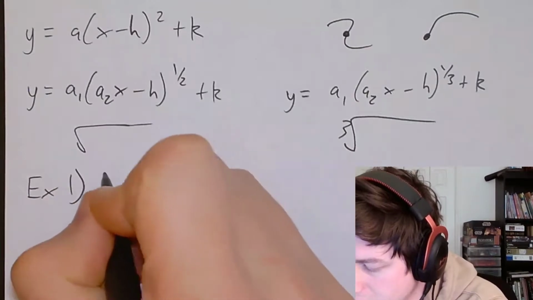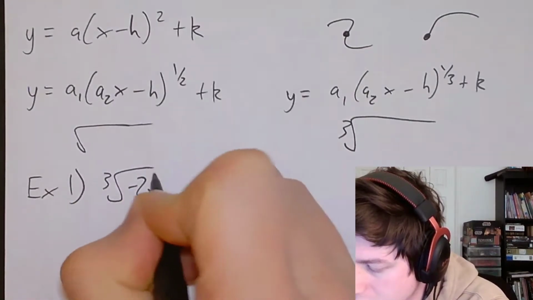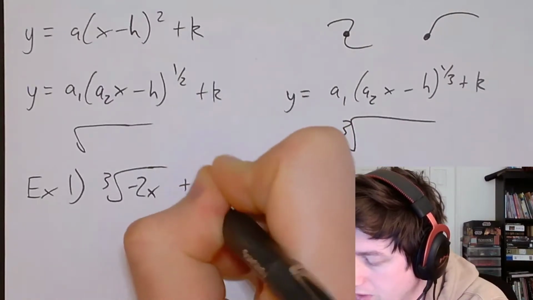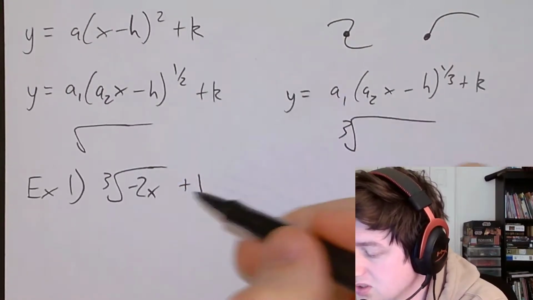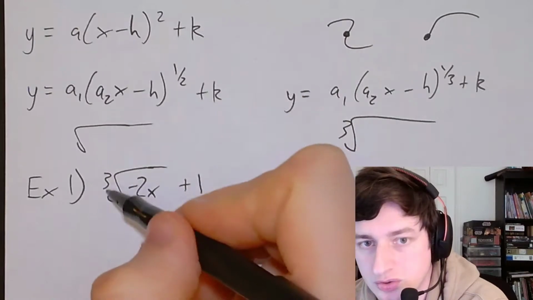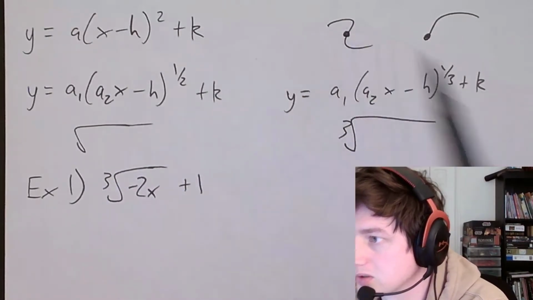Okay, so we'll start with a cube root one. Cube root of -2x, and then we're going to add 1 on the end. So this is going to move it up. This is going to stretch or shrink it and flip it because it's got a negative, and we're doing a cube root function, so it's going to look kind of like this.